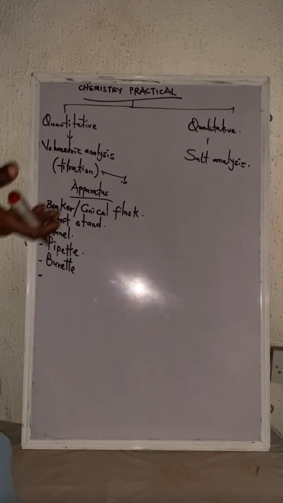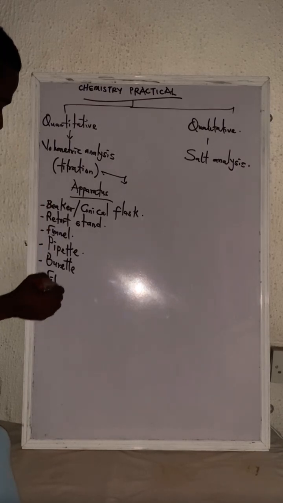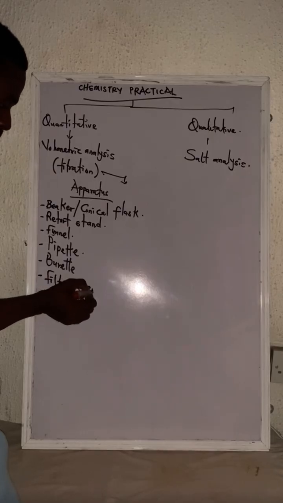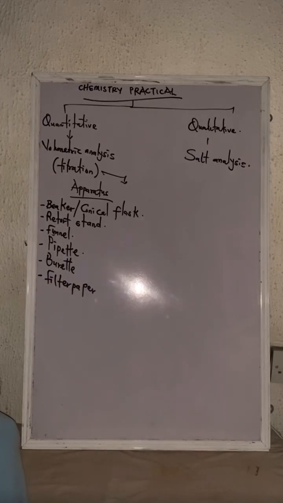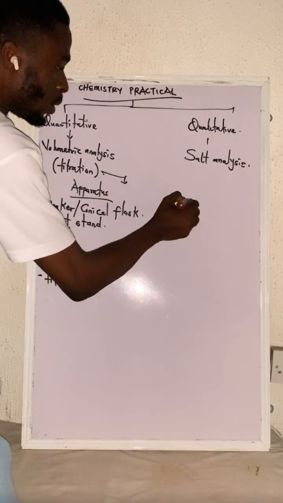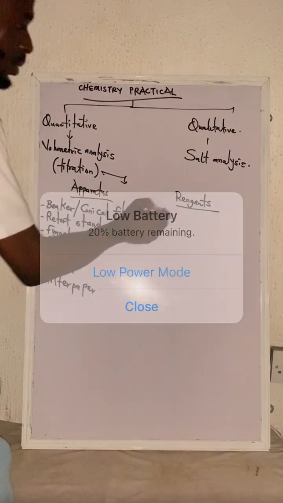Sometimes they can give you a filter paper. This one is not all the time, just in some cases. And in all these experiments, you'll also be given something called reagents, which are more like your chemicals.